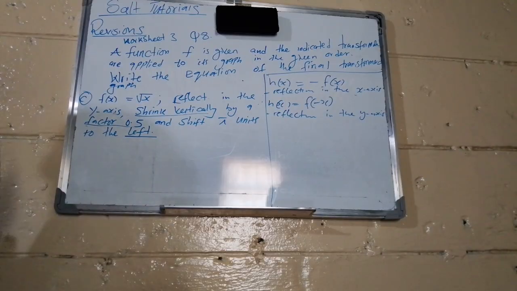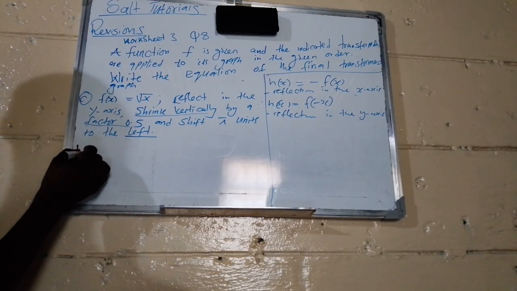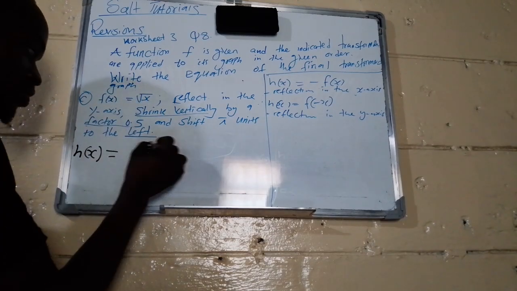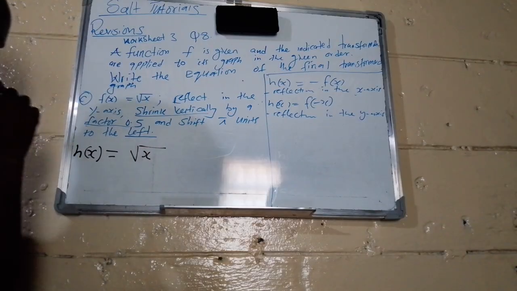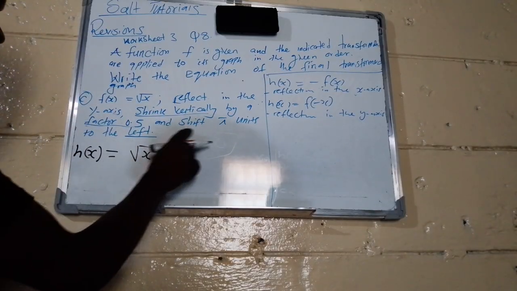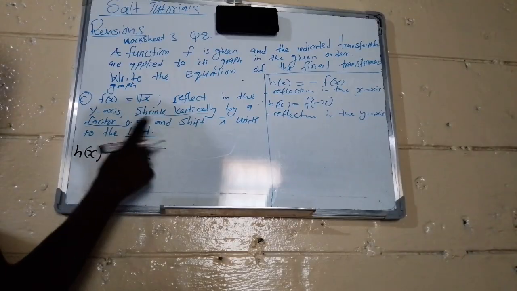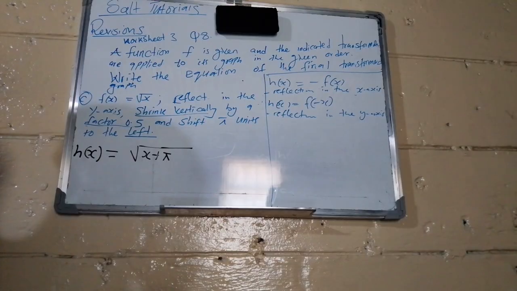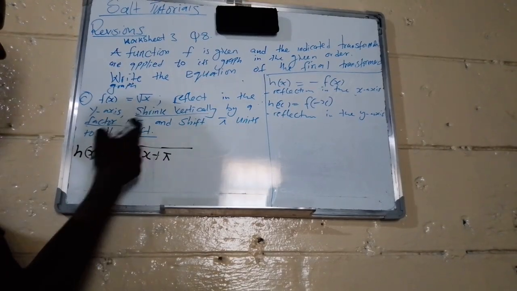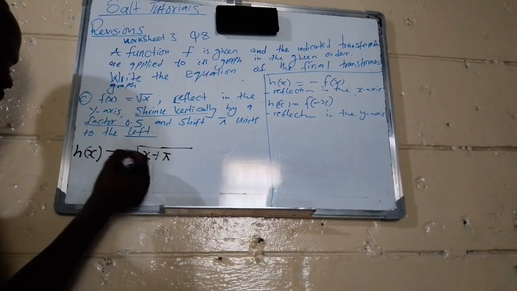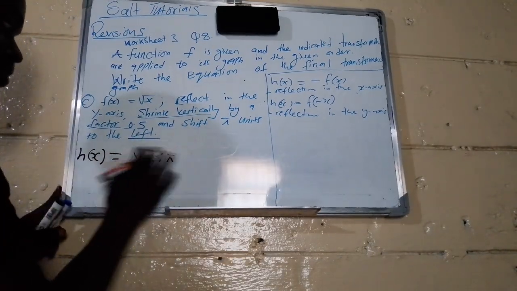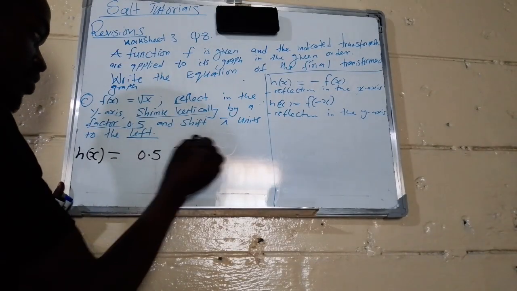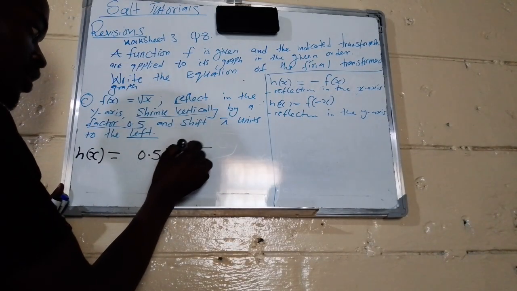So what is happening here? We have our final graph h of x equal to the original graph, the root of x. So in the root of x, what are we being told? There is pi units to the left. To the left means it is plus pi. And then there is a shrink vertically by 0.5. So 0.5 is multiplying the function outside. So what am I going to have? I'm going to have 0.5 multiplied by the root of x plus pi.